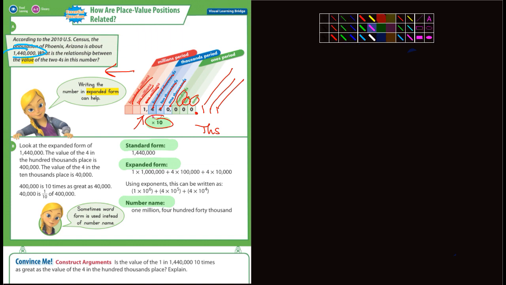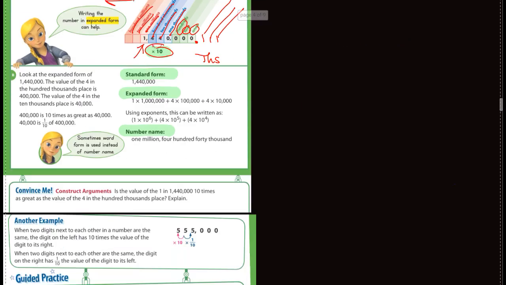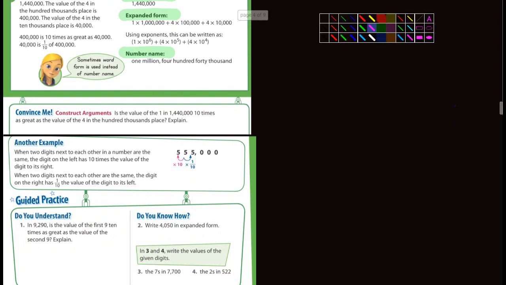So let's move this up and take a look. The please convince me, it says, is the value of the 1 in 1,444,000 10 times as great as the value of the 4? Explain. Well, no, it's not. No. And it says explain.